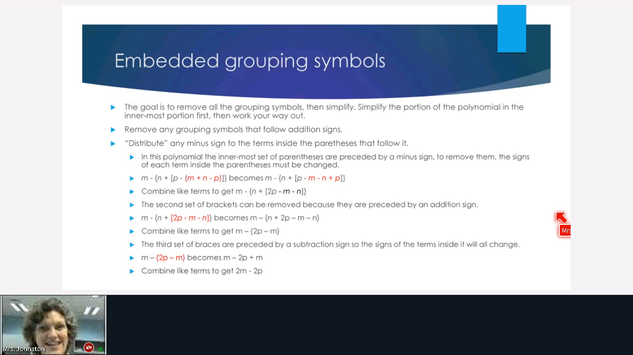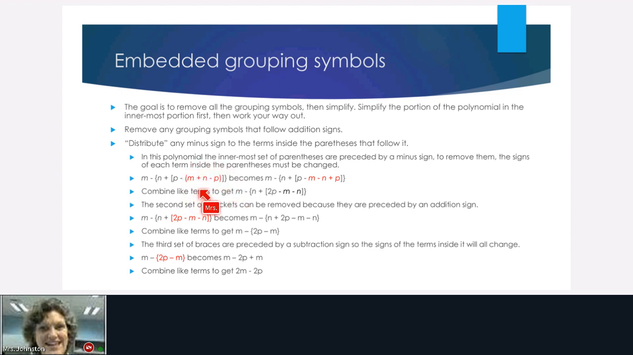Now, this gets super complicated when you've got embedded groups. You might have parentheses inside brackets, inside braces. And if they have a minus sign in front of them, that means you're going to have to go through and change the signs of each of the terms in the polynomial being subtracted.